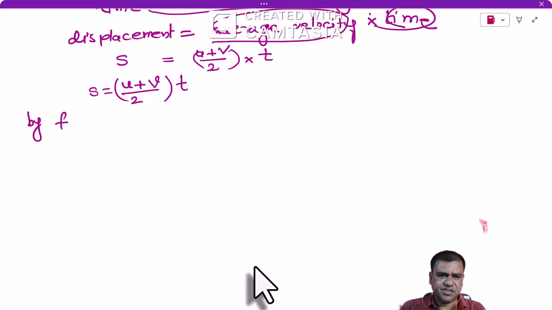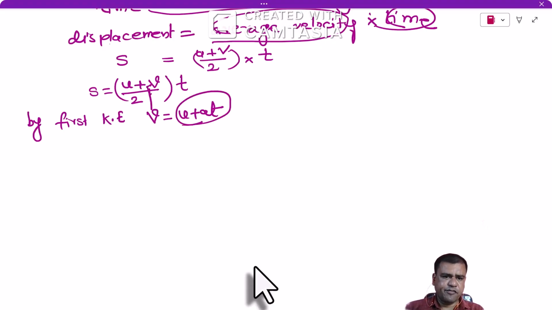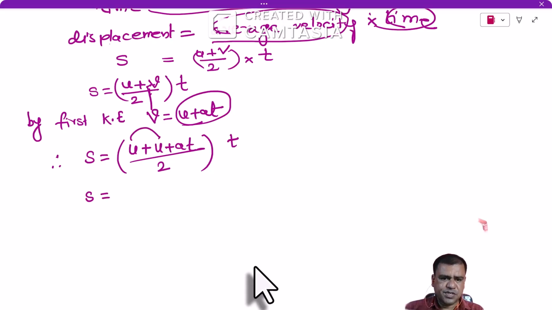But by the first kinematic equation, we know v is equal to u plus at. This is nothing but the first kinematic equation. Put the value of v here, that is u plus at. Therefore, s is equal to u as it is, plus the value of v is replaced by now u plus at, that is (u plus at) divided by this 2 as it is, into t. Now on solving we get s equals (u plus u, that is 2 times u, plus at as it is) divided by 2 in bracket. Now this is multiplied by this t.